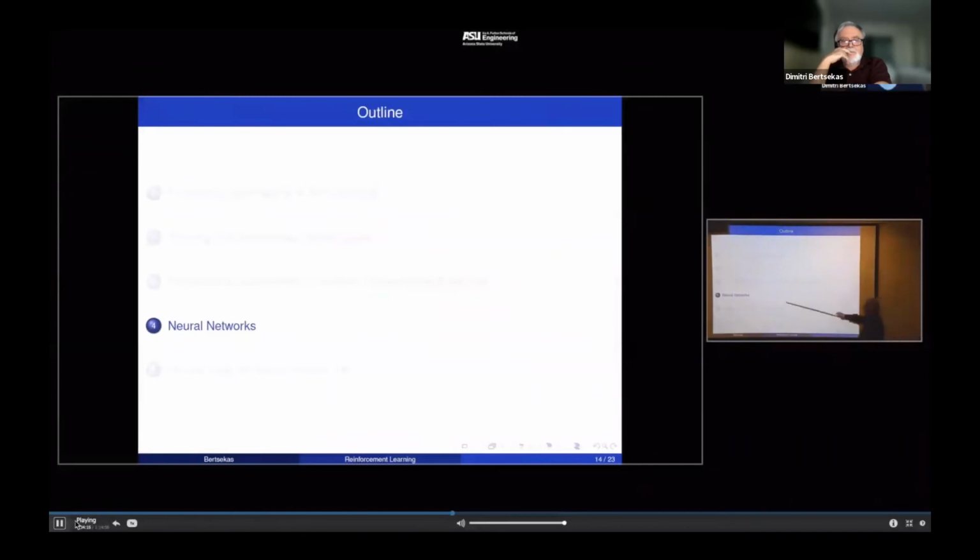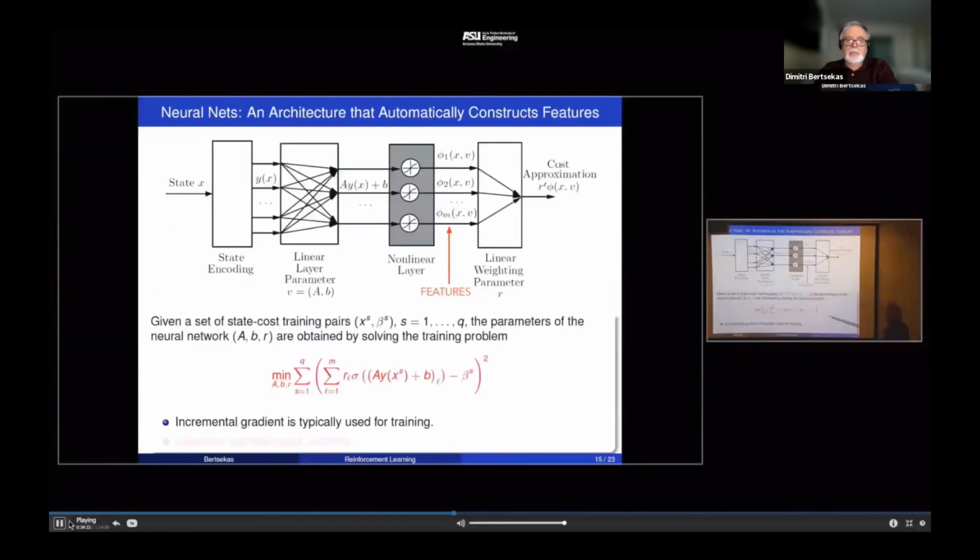Now let's go to neural networks. I described a neural network last time, and we're going to return to this picture again. Now, what's the big advantage of neural networks? They provide a nonlinear architecture that does not use explicit features. You don't need to know good features for your problem. It automatically constructs features for you, and it linearly weighs them.